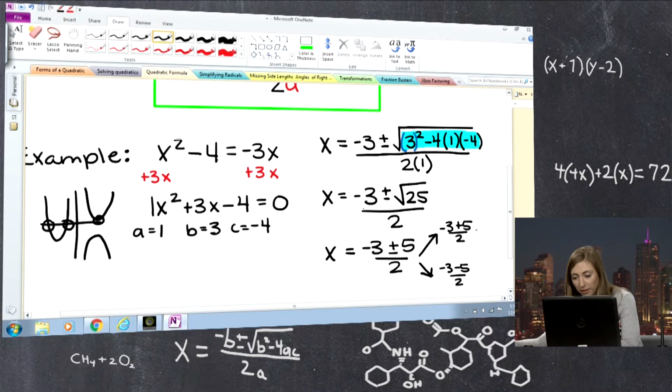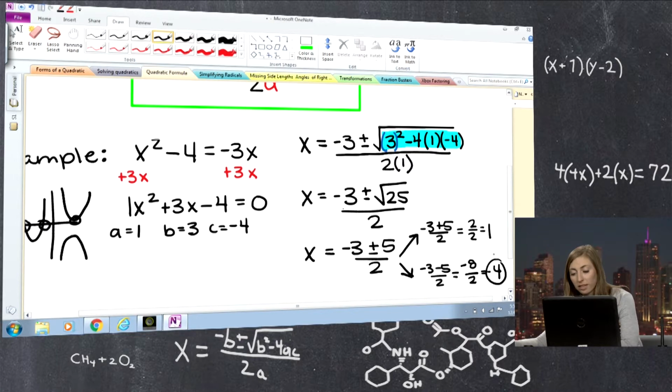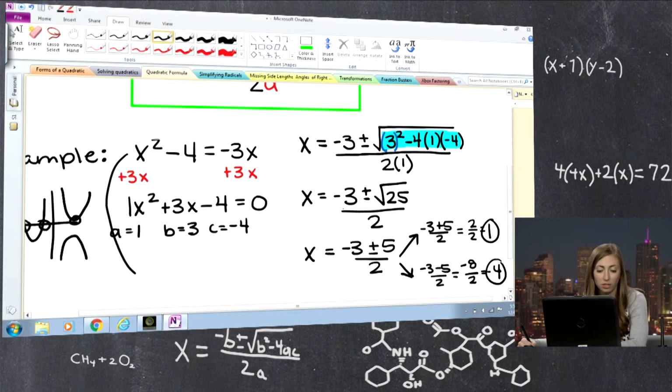And then just continuing this to simplify it, our division is our very last step. -3 plus 5 is going to give us 2 divided by 2, which gives us 1 as one of our solutions. And then on the bottom, we have -3 minus 5, which is -8 divided by 2, which gives us -4 as our second solution. So solving this particular equation, we end up getting x is equal to 1 and x is equal to -4.